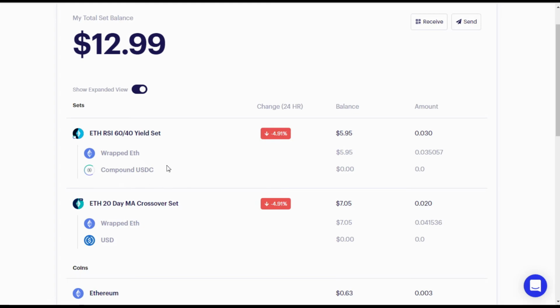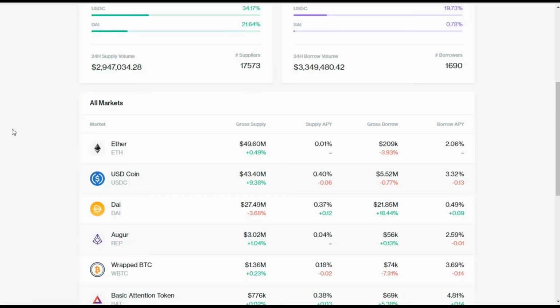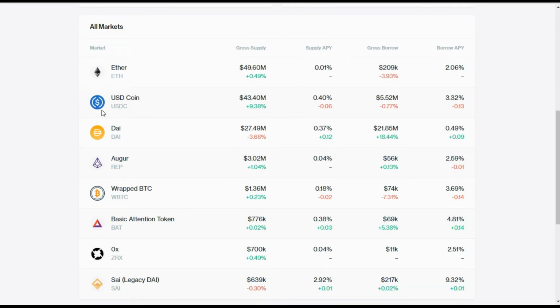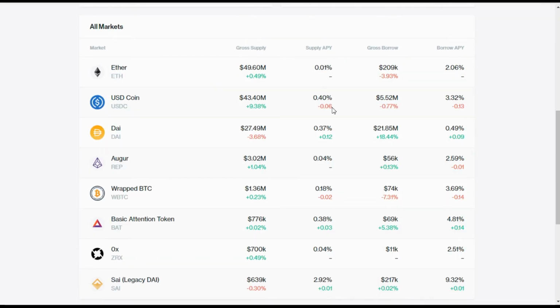Compound USD currency. So that will be in Compound Finance. If we quickly look over here, so here you go, USDC. That's up +9. DAI is actually down, but that's the gross supply. So actually what we're looking at is the borrow. I think it's the supply APY we're looking at. So USDC is slightly down, and DAI is actually slightly up.